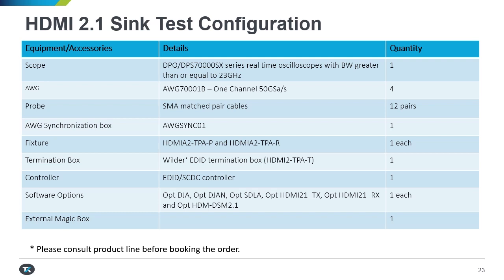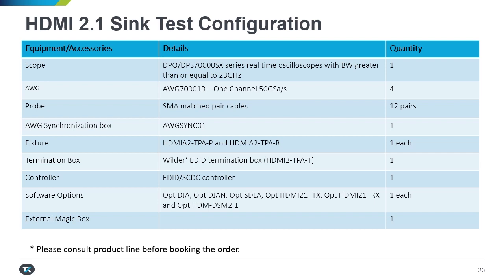Here is the list of equipment required for sync testing. A real-time oscilloscope with minimum 23 GHz of bandwidth, and a signal source like the AWG70000B model, which is a one channel 50 gigasamples per second AWG. We need four of them because of the four data lanes. HDMI TPA-P and HDMI TPA-R test fixtures are required. One is plug, the other one is receptacle, for calibration purposes. One SCDC EDID controller is required. One HD box which consists of delay line, bias T, power supply, etc.